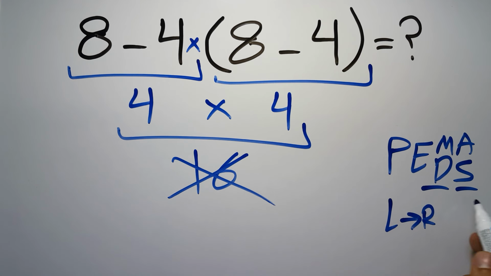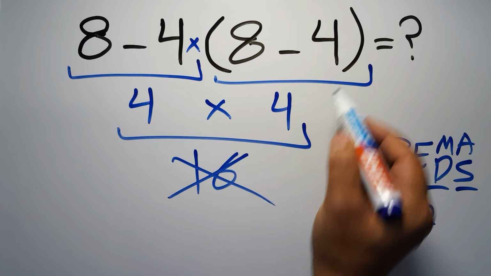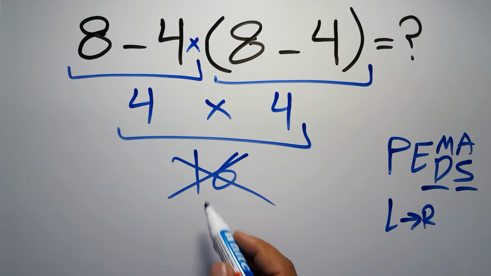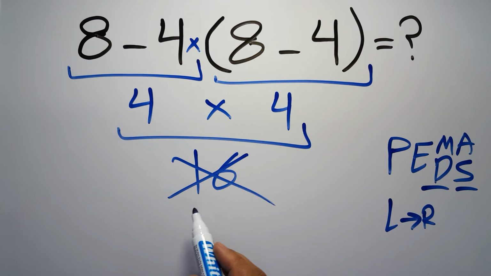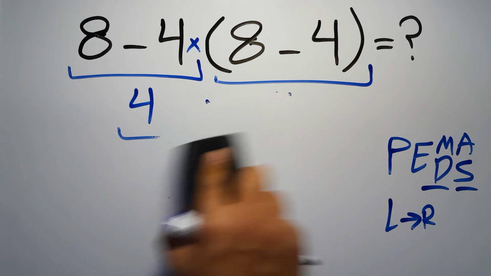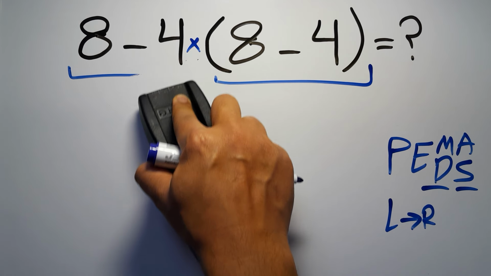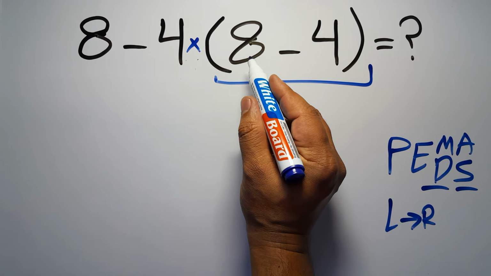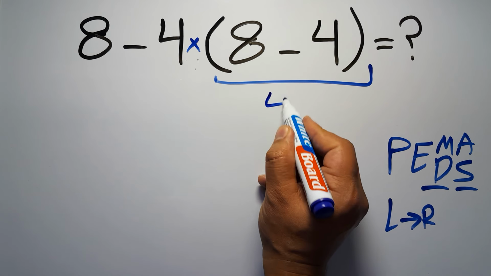Okay, so according to the PEMDAS, first we have to do this parenthesis, then this multiplication, and finally this subtraction. If we do this subtraction before this multiplication or this parenthesis, it is wrong. So first this parenthesis. Inside this parenthesis we have 8 minus 4, which gives us 4.